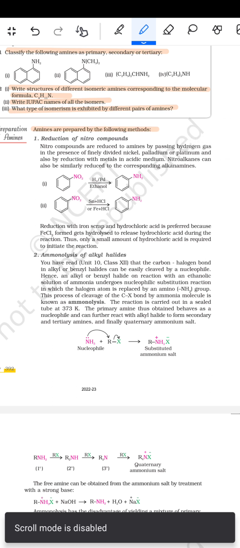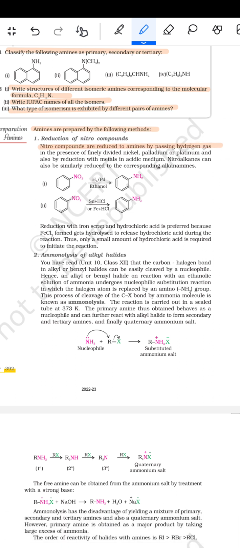First, reduction of nitro compounds. Nitro compounds are reduced to amines by passing hydrogen gas in the presence of finely divided nickel, palladium or platinum, and also by reduction with metals in acidic medium. Nitroalkanes can also be similarly reduced to the corresponding alkanamines.